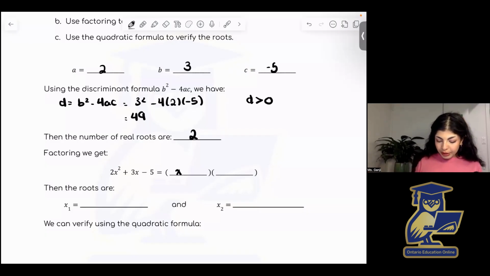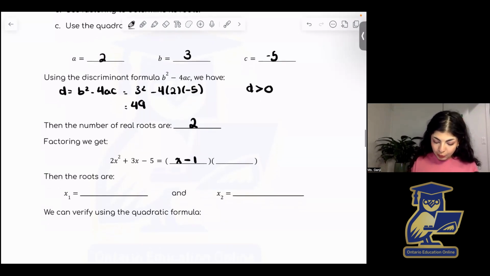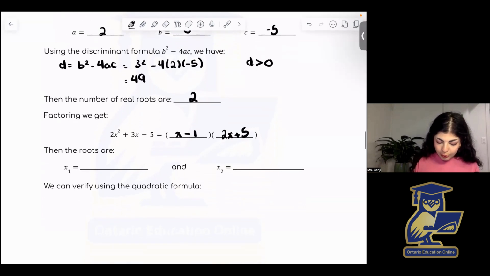So here we need to apply the decomposition method. So you'll get x minus 1 and 2x plus 5. So then our roots are going to be 1 and -5 over 2.